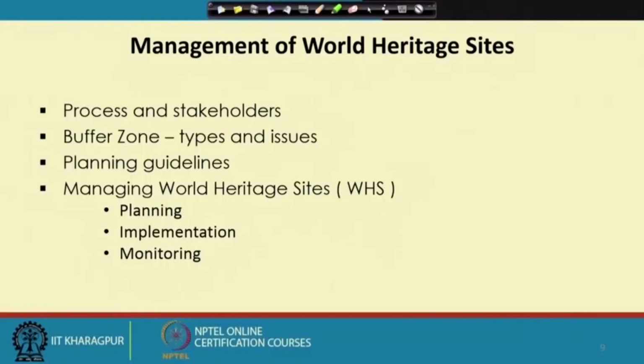So, as I say, managing the World Heritage Site is very important, which involves the planning, the implementation and the monitoring. Monitoring is very important so that it does not become an endangered site. So, this is all about the World Heritage Sites with some examples and case studies, which we will talk about. Then we will go to another property.